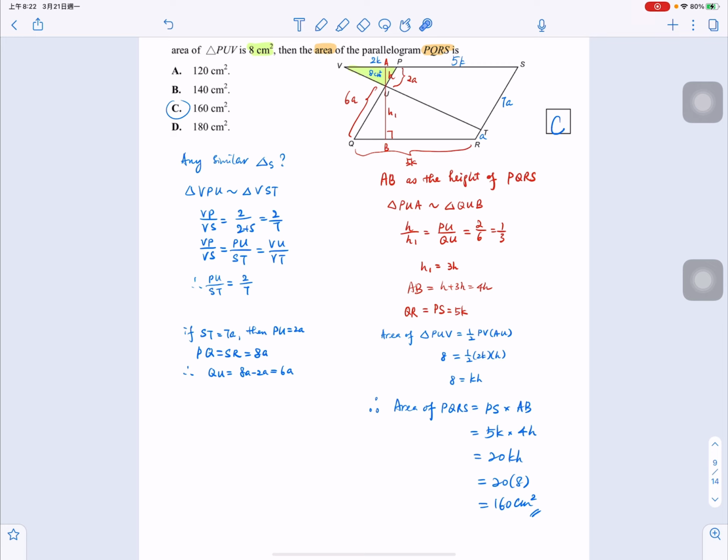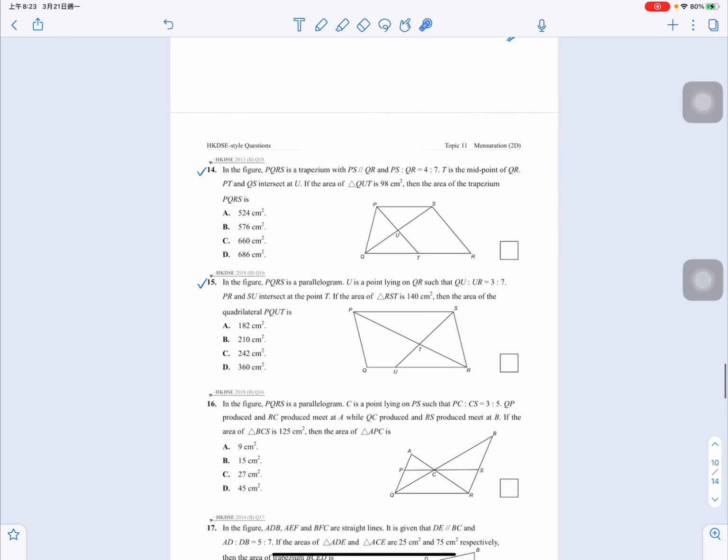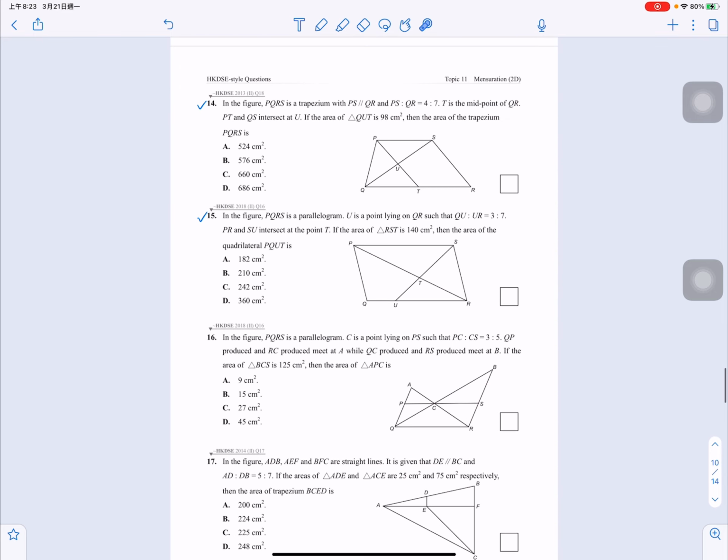And finally, find the area of the parallelogram, which will become 20 times KH. So 116 is the result. Understand? Try DSE question 2012, question 17 by yourself. Okay. Now, today we'll have a look at the last question. Besides, you can also try 14 and 15 in this exercise.